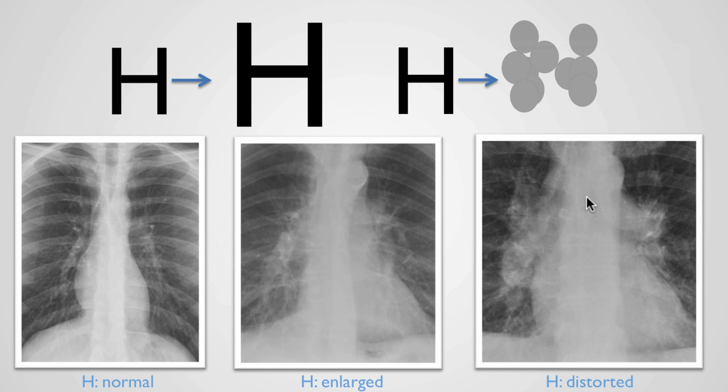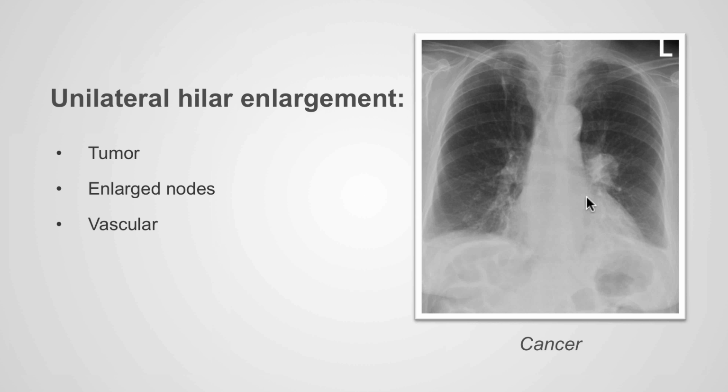So when looking at bilateral hilar enlargement, it is important to keep in mind the concept of the H sign. If the H is present but is enlarged, think pulmonary hypertension. If the H is distorted and cannot be clearly identified, think of bilateral adenopathy. Unilateral hilar enlargement can be caused by either tumor, enlarged lymph nodes, or rarely can also be vascular in origin. In this case, we can identify unilateral hilar enlargement, and this is caused by a bronchogenic carcinoma.